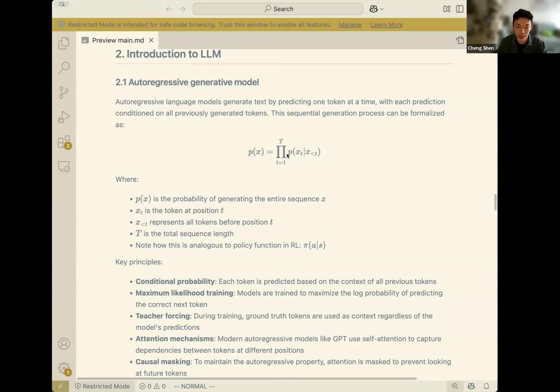And so for the autoregressive model, like I just mentioned, it's analogous to the policy function in RL, because they are both conditional probabilities. They are both given some observation, and we want to get the next action or the next token.